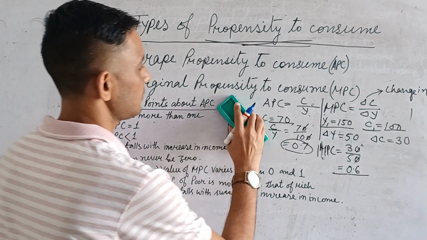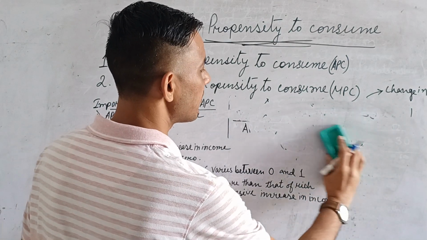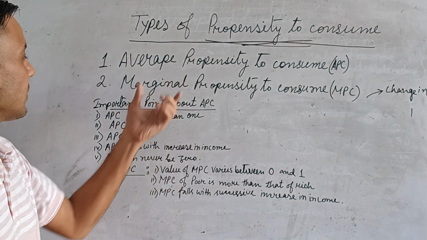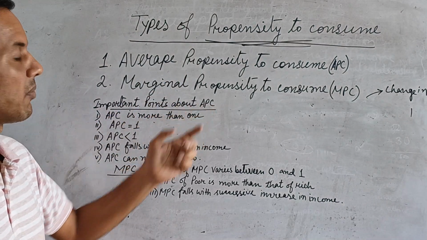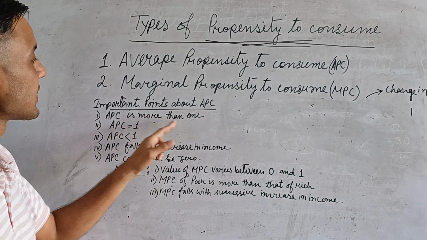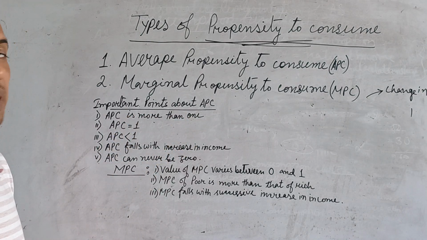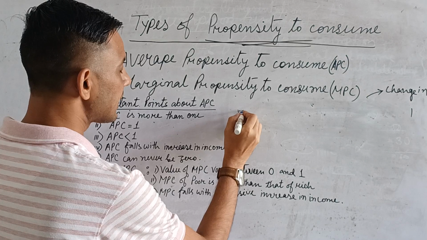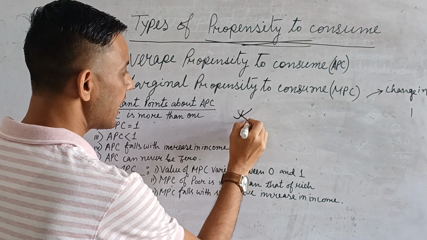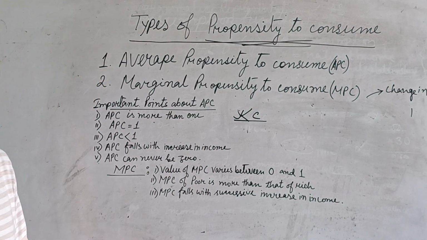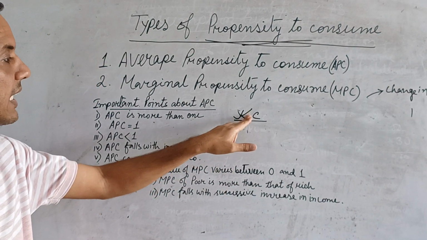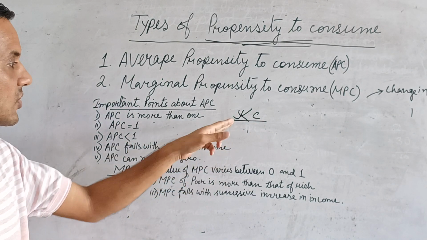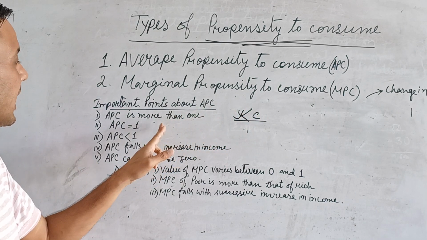Okay, so this one is about the average propensity to consume and marginal propensity to consume. Now see some important points about average propensity to consume. APC is more than 1 when income is less than consumption. In the previous video we already discussed this. So when income is less than consumption, then APC is more than 1.